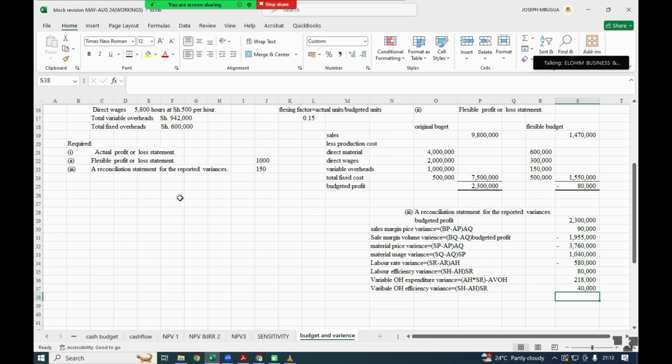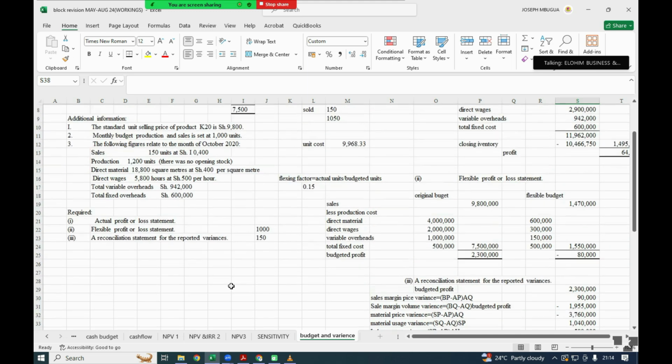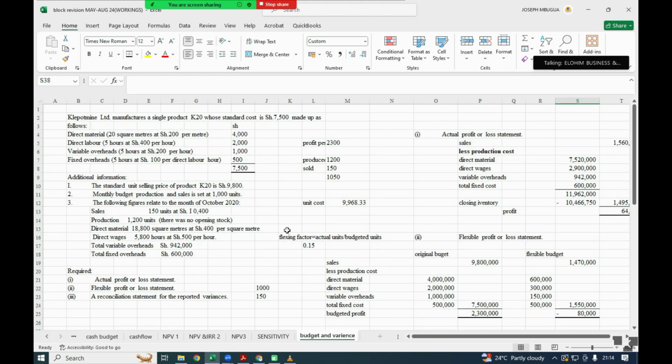Whereby now we are using the totals, instead of breaking them into the efficiency and so on. Even the previous ones, that's what I was thinking also. For example, if we want to look at labor efficiency, we take the direct wages, which is the actual, 5,000 hours at 500. It will give us 2.9.